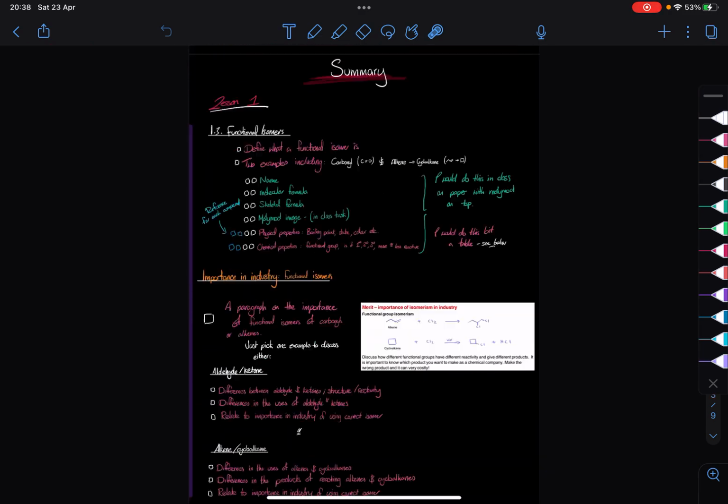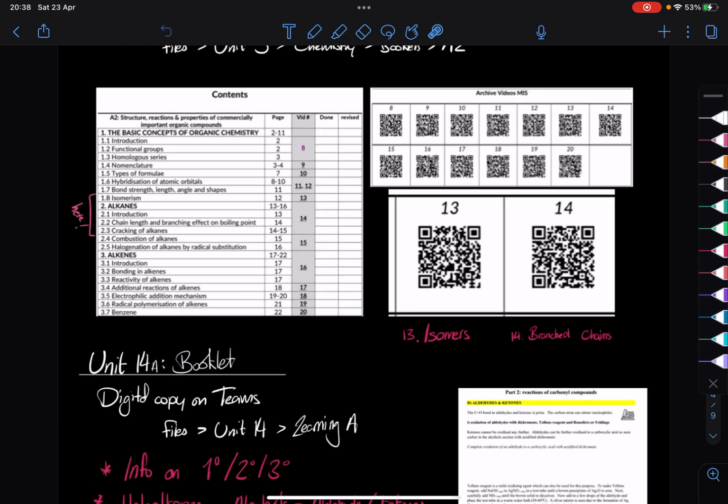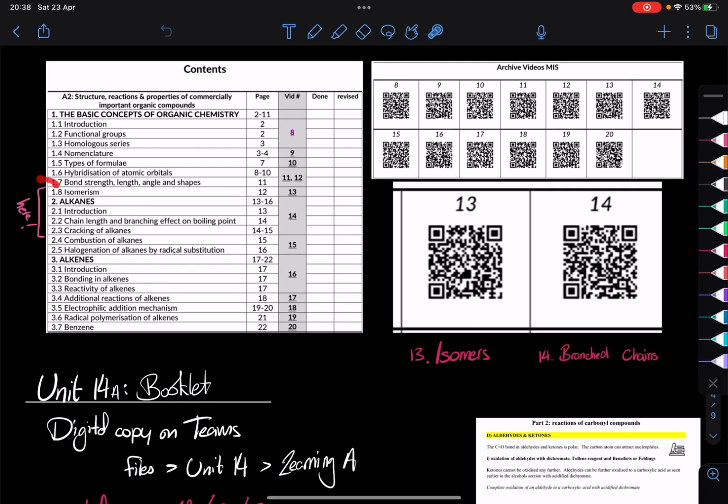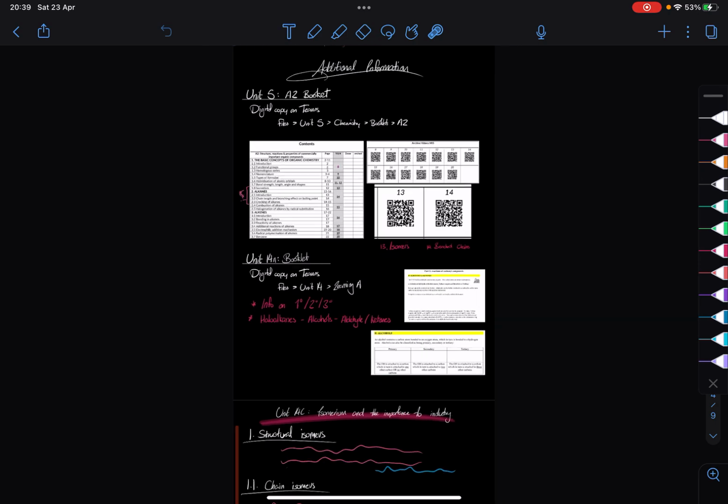To give you some additional information on that, you've got this page here, which I'll send separately. But this is the Unit 5 A2 booklet, and a digital copy is available on Teams using these links. But you're more interested in this section here. So I would start off by watching these videos here, 13 and 14, to give you an idea of what we're going to be writing about in 14C's assignment overall. If you need a bit more help on the isomers, these videos will help. The booklets will also help, and if you need even more help, you can always just come to me and I'll give you the rest of the information that we need.